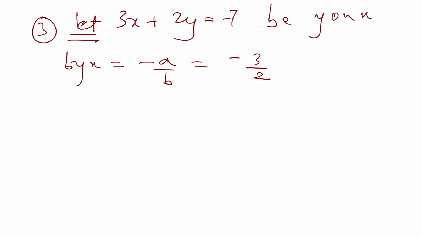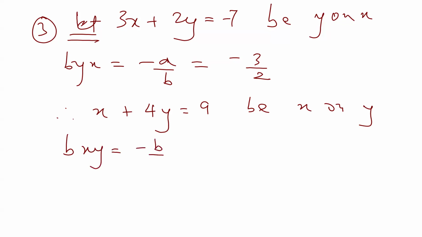The other line, naturally it will be x on y. x plus 4y is equal to 9. Let it be x on y. So bxy is equal to minus b by a. B is the coefficient of y, sorry, and a is the coefficient of x. So this is minus 4.